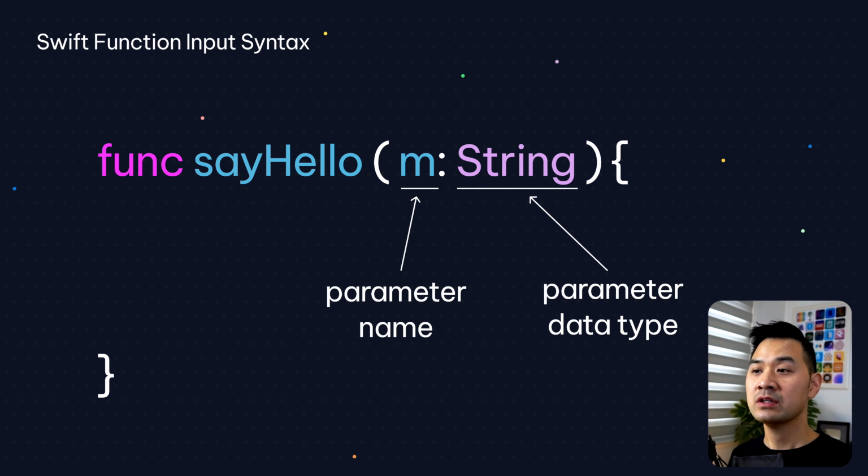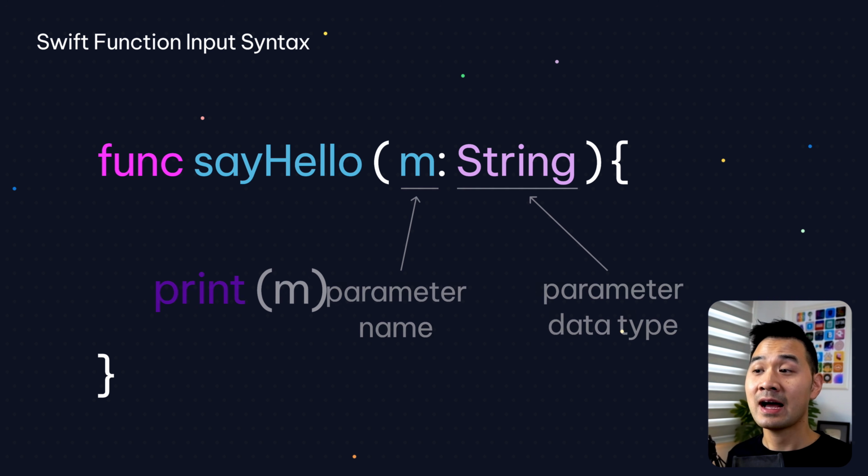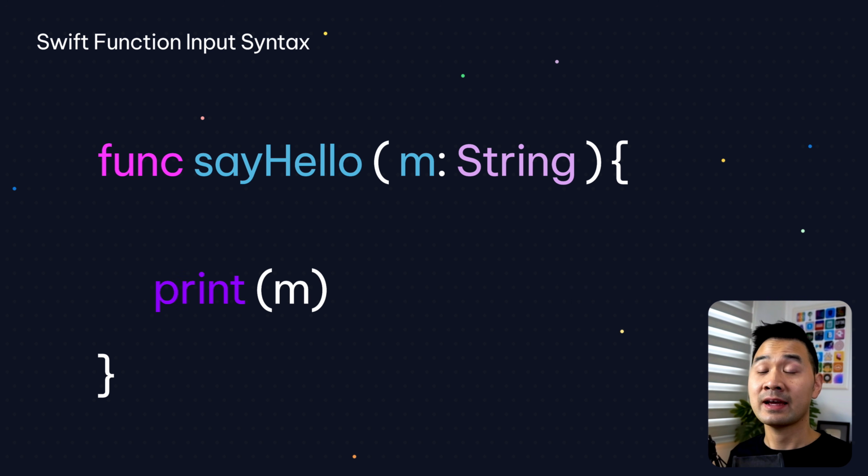This means that whenever I call the say hello function, I also need to supply the function a piece of string data. And then inside my function, within the 2 curly brackets, I can work with that piece of data, and I can reference that piece of data using the parameter name, which in this case is m. So you can imagine with this code now, whenever the say hello function is called, it also needs to be supplied with a piece of string data, which we can reference using m.